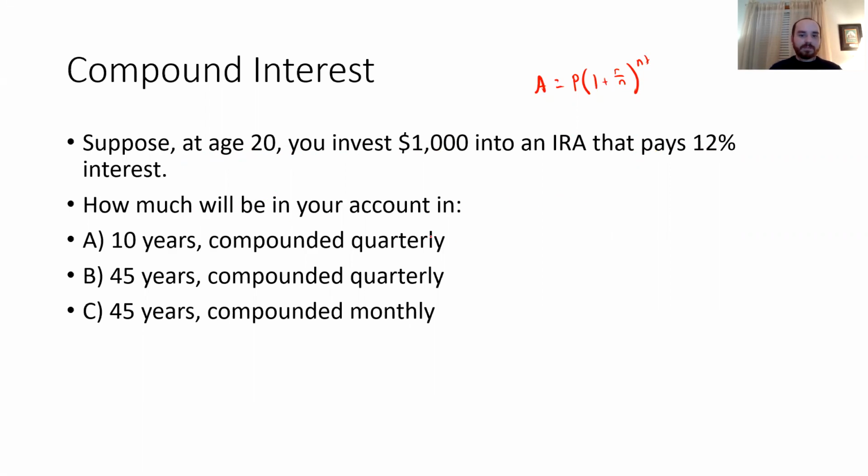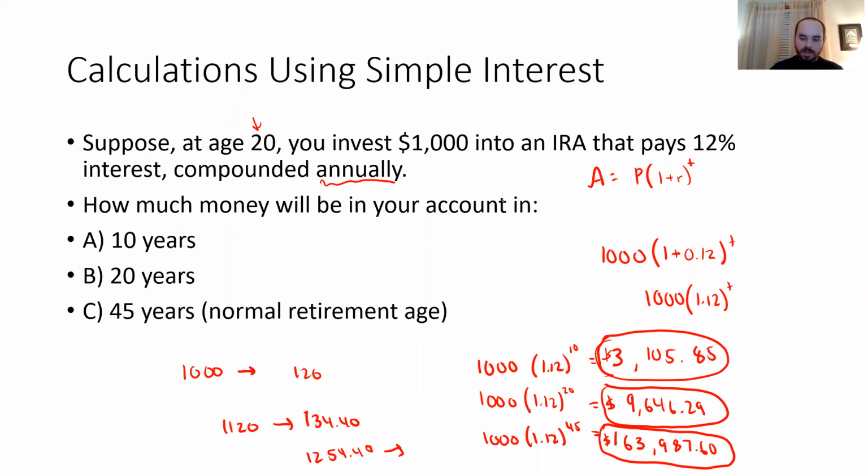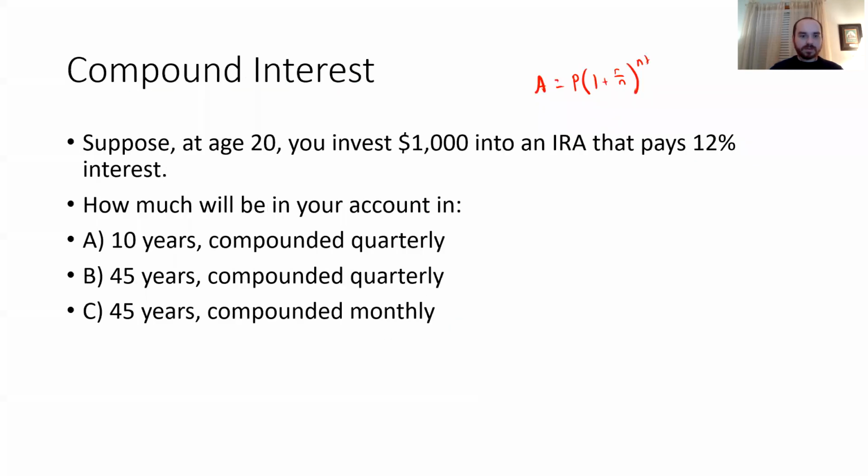How much will your account be worth in 10 years compounded quarterly, 45 years compounded quarterly, and 45 years compounded monthly? Now, just for the sake of reminding everybody, let's go back here. So in 10 years compounded with simple interest, this was worth $3,105 and something. Right? Let's see how much more it's worth if we're compounded quarterly.